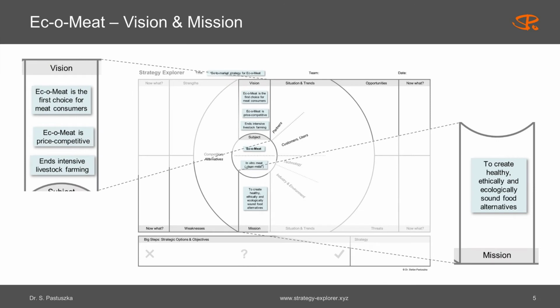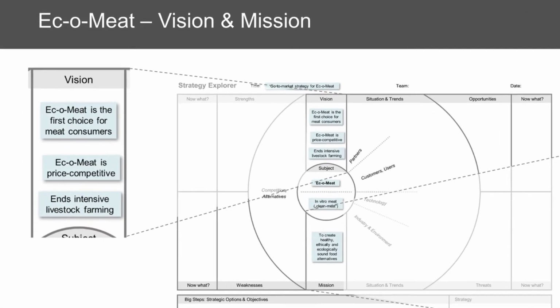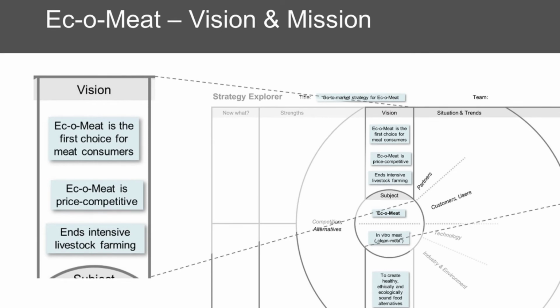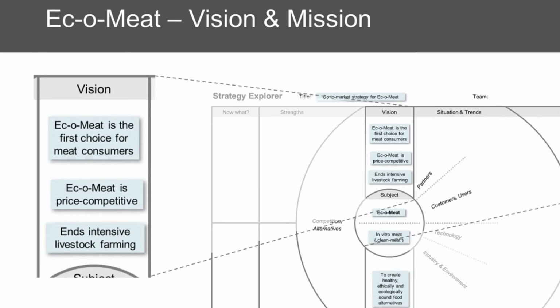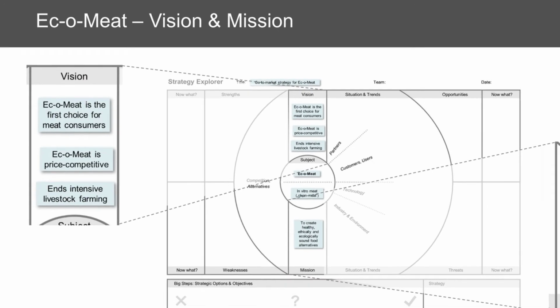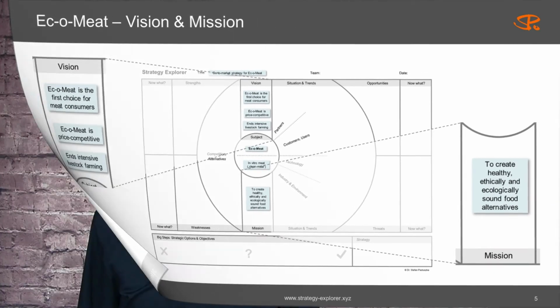For the vision, the team is very clear and quickly finds a consensus. The vision is for EcoMeat to be the first choice for meat customers. At the same time, EcoMeat must be price competitive with regard to other alternatives. The boldest part of the vision is that EcoMeat will end intensive livestock farming. Well, that's a pretty big vision and it will not be easily achieved, especially as there are others out there who have conflicting goals and interests.